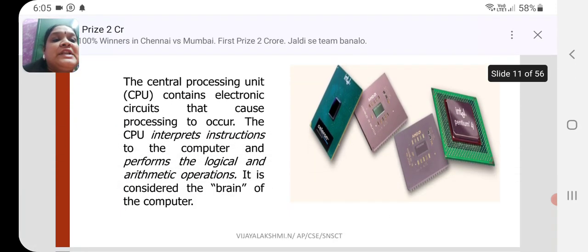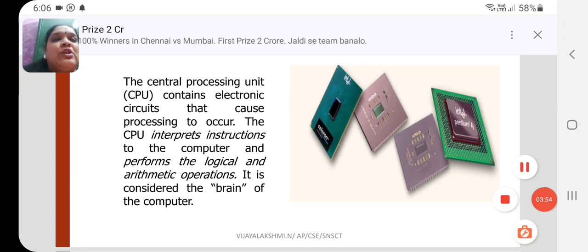And what is the function of the central processing unit? It is actually the brain of the computer, and it performs the arithmetic and logical operations.